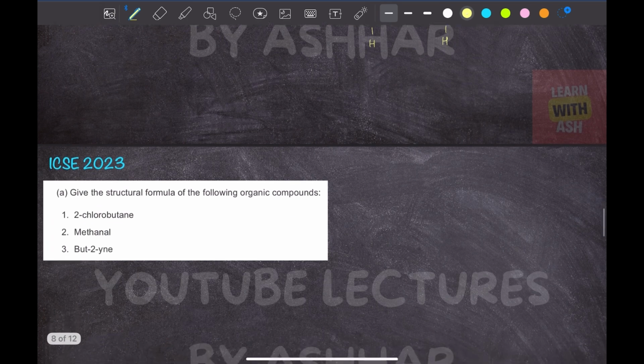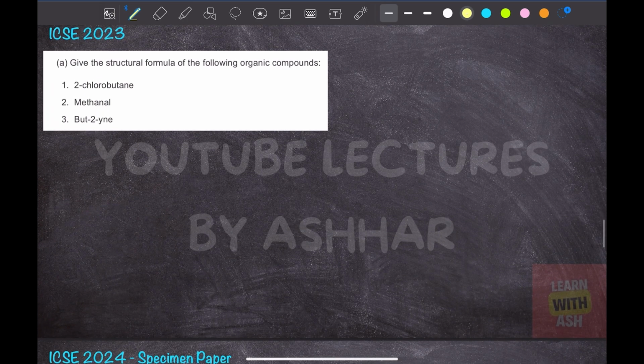Moving on with the ICSE 2023 question, it is given to us 2-chlorobutane. It means at the second carbon there will be a chlorine halogen group. So for the first one I can write 4 carbons. Considering this as the second, I will be writing chlorine over here, and the remaining will contain the hydrogen atoms. So this is the structural formula for 2-chlorobutane.